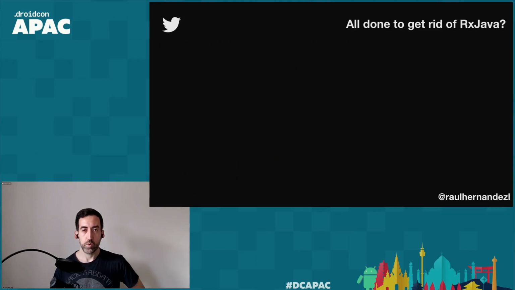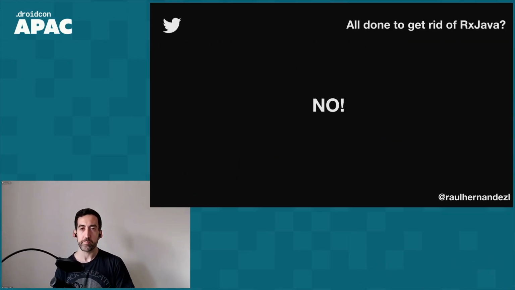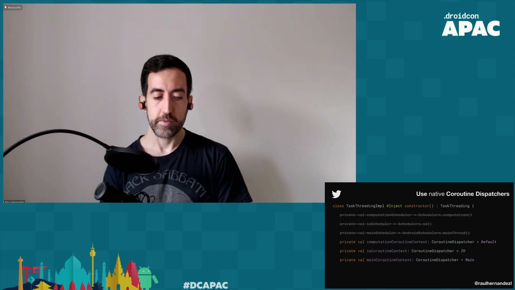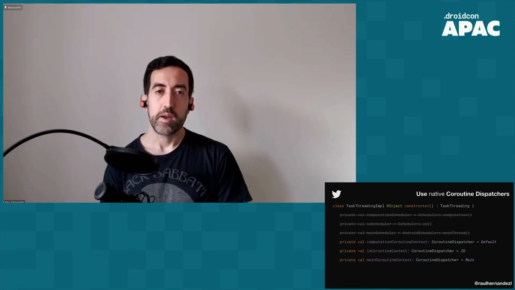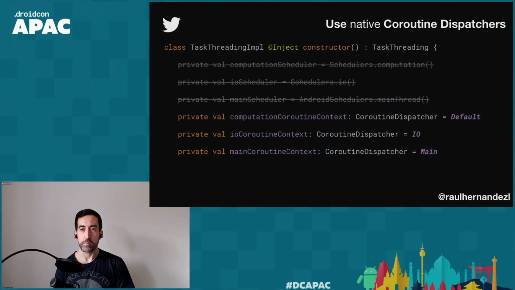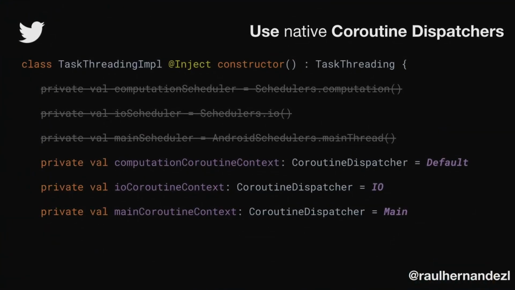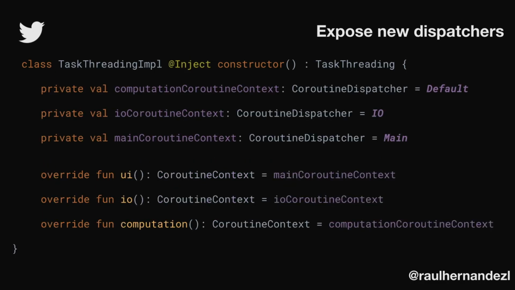Cool, so far so good, but are we done with everything we need to get rid of from RxJava? Actually, no, we need to do a bit more. For instance, we need to migrate the threading as well. This is going to be quick, luckily for us. We just need to remove all of those things because we don't need them anymore. We can use the native ones. We can just clean up the schedulers because we don't have RxJava anymore. So we can just keep those new native coroutine dispatchers and expose them in the methods that we had previously, but with the native coroutine context ones being exposed.